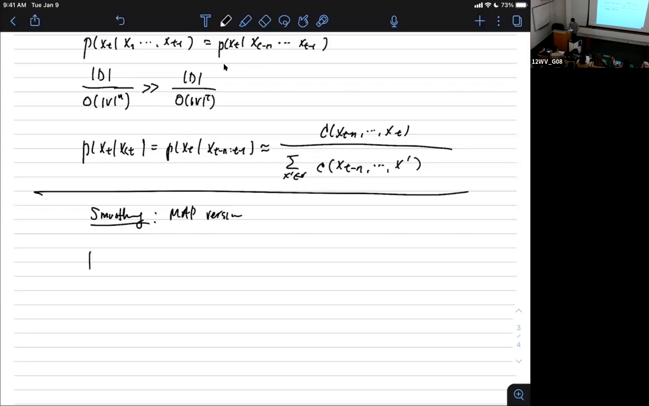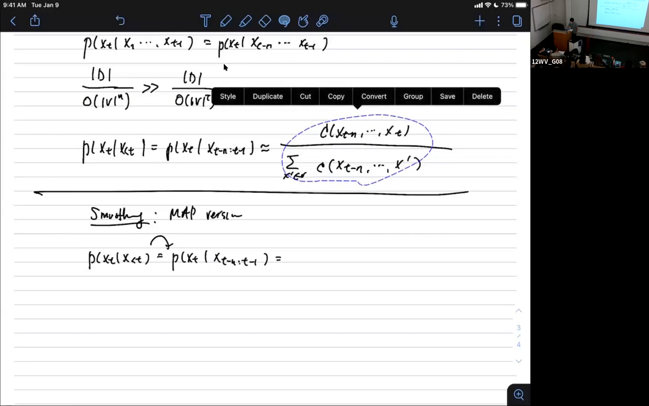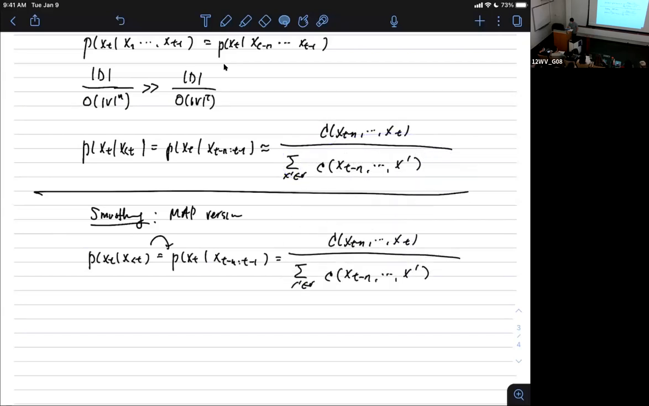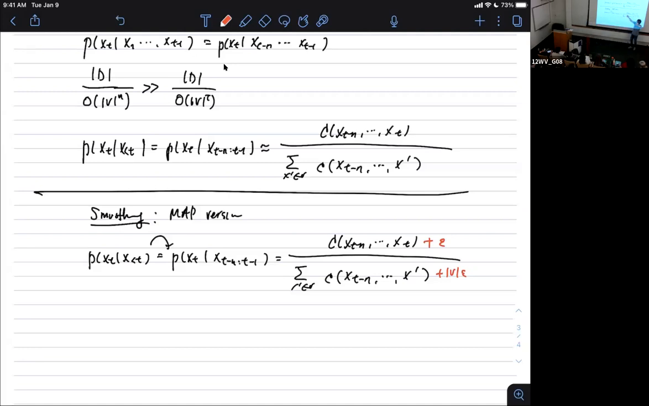So how do we implement it? P of x_t given x_{<t} is the same as P of x_t given x_{t-n} to x_{t-1}. This is the Markov assumption. And then we write this, and let's just do some copy. Now here what we do is we add some epsilon. So this is our prior. Our prior says, let's imagine that this n-gram that we are seeing here has a count of 0. So the count of that n-gram is 0.